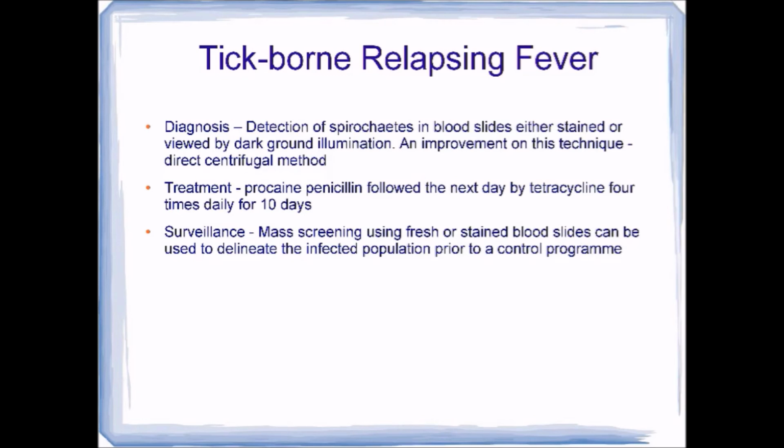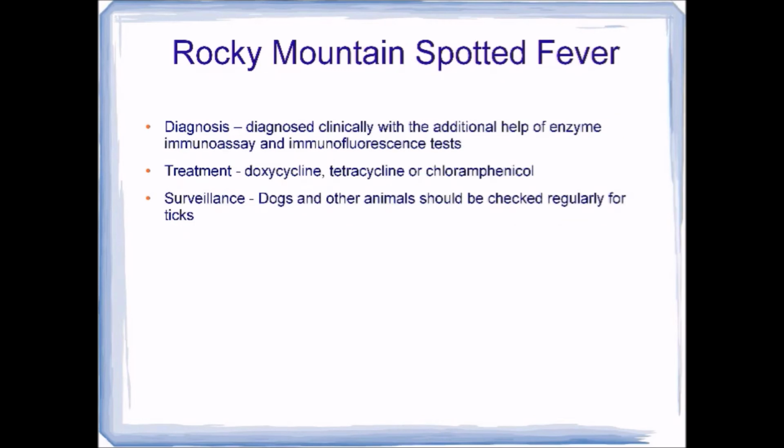a control program. Meanwhile, for Rocky Mountain spotted fever, the diagnosis is made clinically with the additional help of enzyme immunoassay and immunofluorescence tests containing the specific antigen. Treatment of Rocky Mountain spotted fever is with doxycycline, tetracycline or chloramphenicol. Regarding the surveillance, dogs and other animals should be checked regularly for ticks.